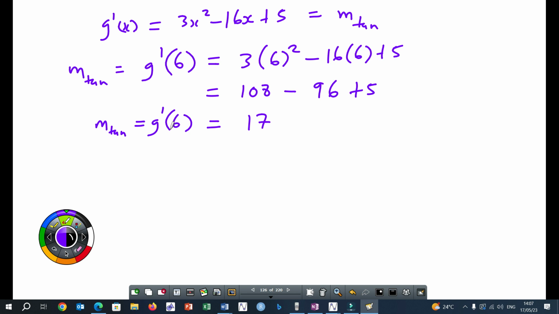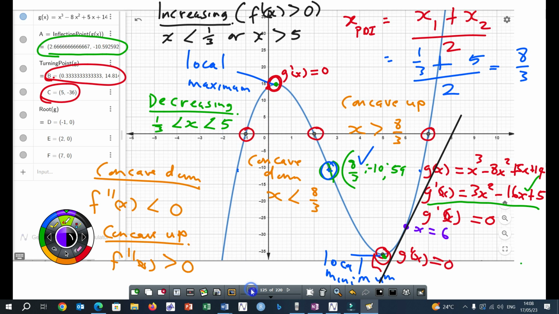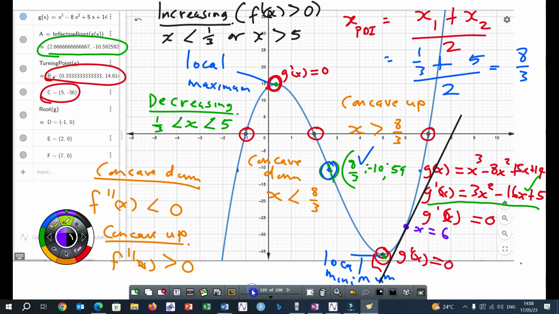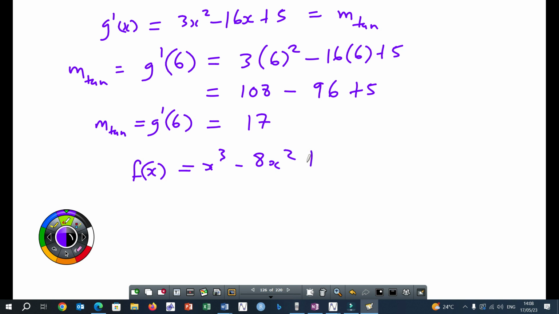That's the gradient. If you want to find the equation now of the tangent, we also need to know the value of y at that point of contact. We have found the gradient, but we need the value of y. To find it, we need the original function f of x, which is x cubed minus 8x squared plus 5x plus 14.